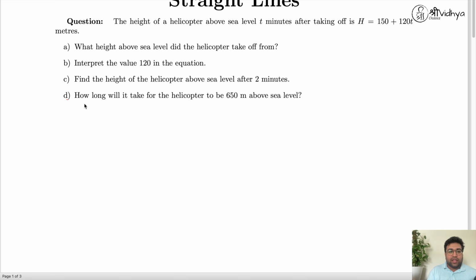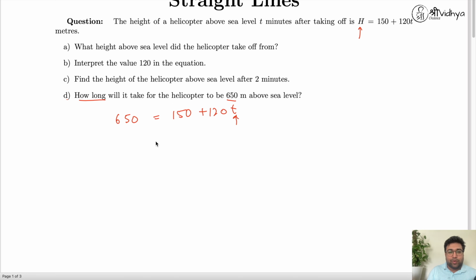So starting on a fresh page, now let us do part D. There we are being asked how long will it take for the helicopter to be 650 meters above sea level. So they're already giving us the height. They're saying that the height is 650 meters, and after how much time will we reach there? So the question is, find t. We have to solve for t.